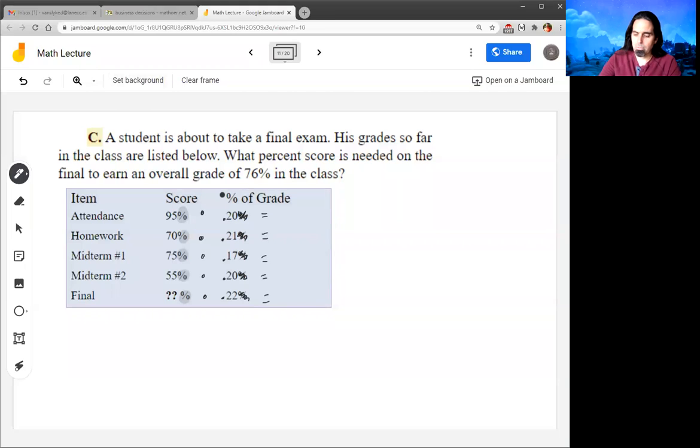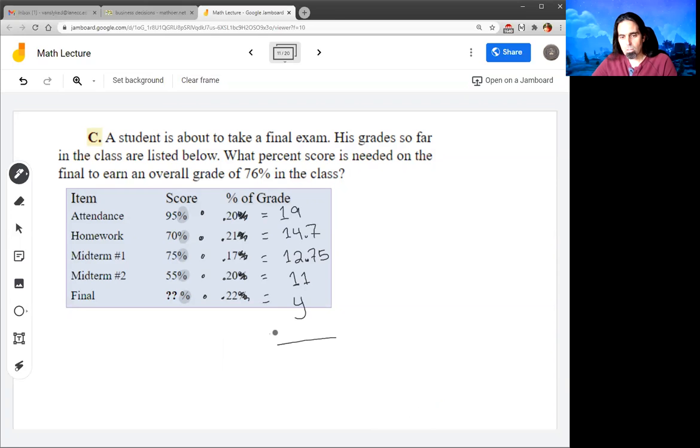So 95 times 0.2 gives me 19. 70 times 0.21 is 14.7. 75 times 0.17 is 12.75. These numbers aren't working out as nice since it's a random problem. 55 times 0.2 is 11. And then there's something here, I don't know what it is. I'm just gonna say it's y.